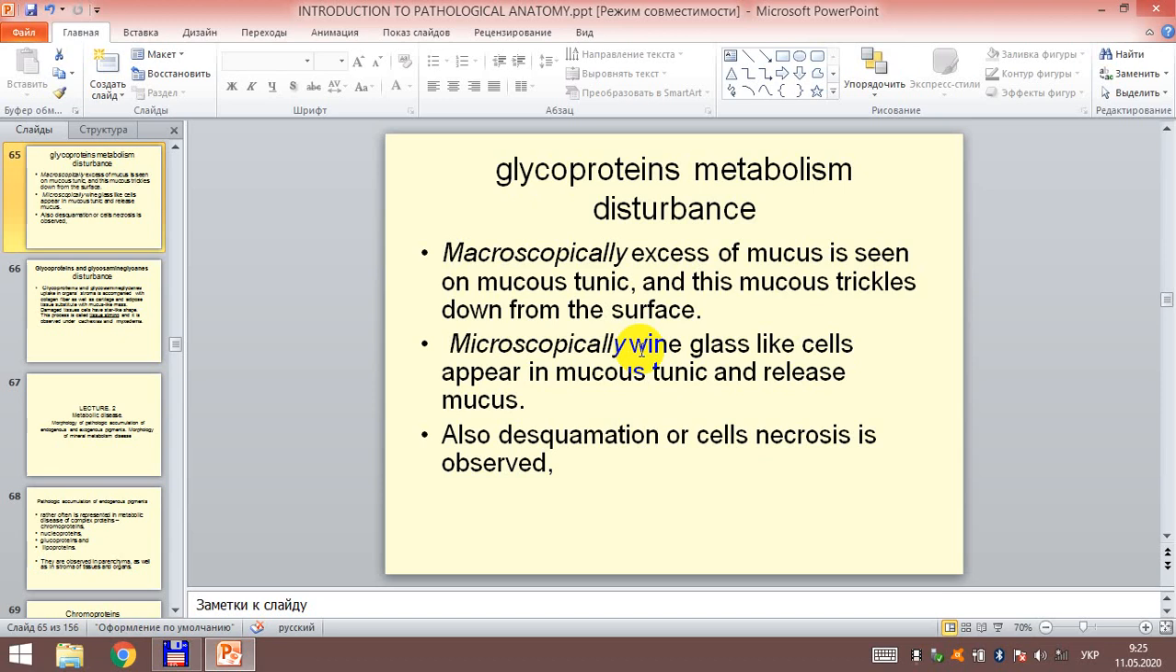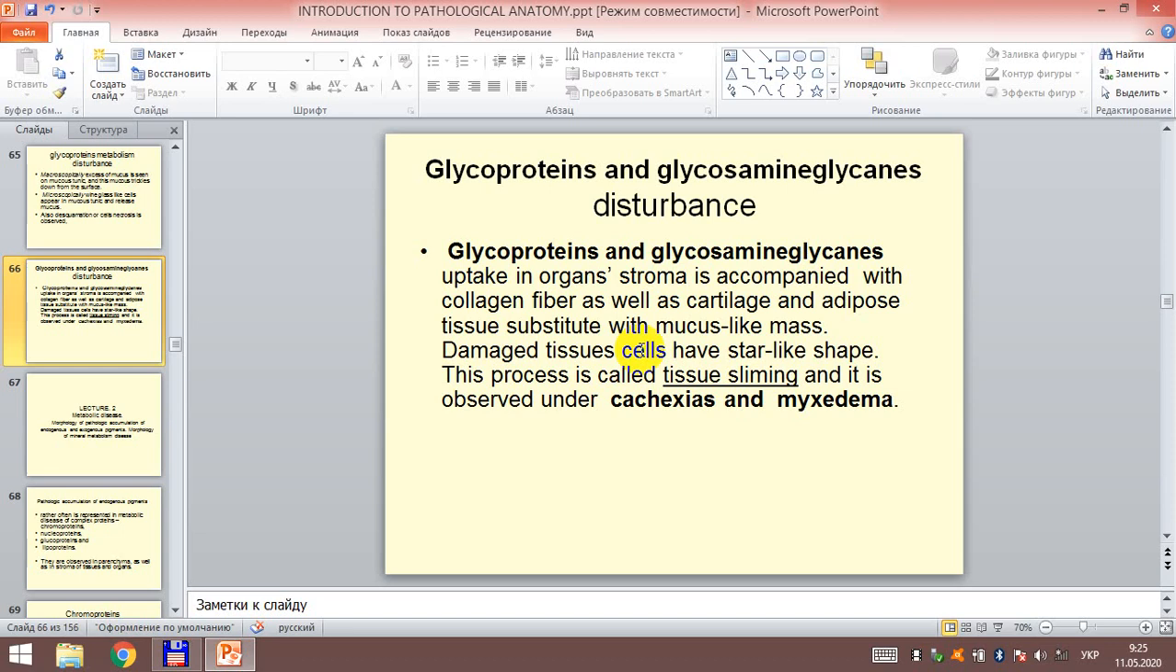Glycoproteins and glycosaminoglycan disturbance. Uptake in organ stroma is accompanied with collagen fibers, as well as cartilage and adipose tissue, substituted with mucus-like mass. Damaged tissue cells have stalk-like shape. This process is called tissue slimming and it's observed under cachexia and myxedema.